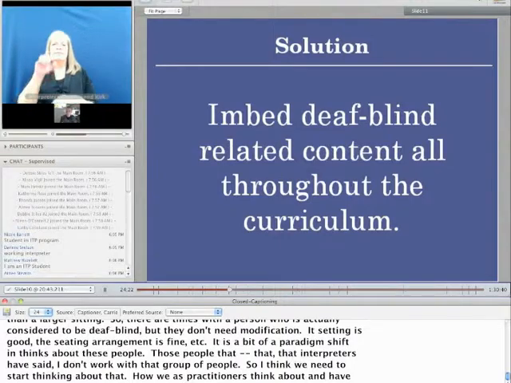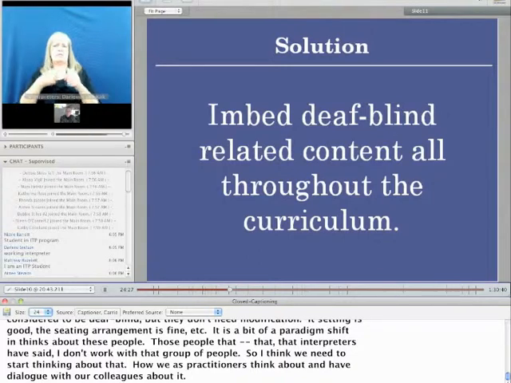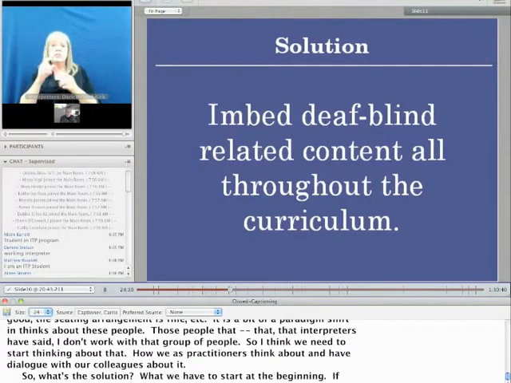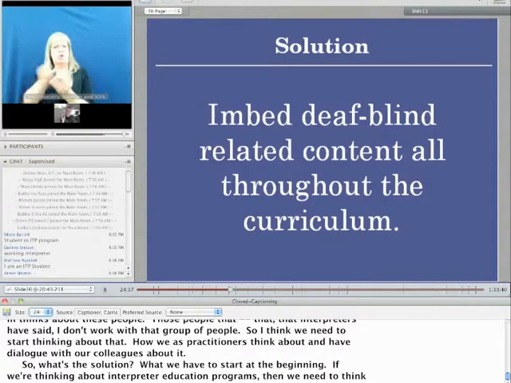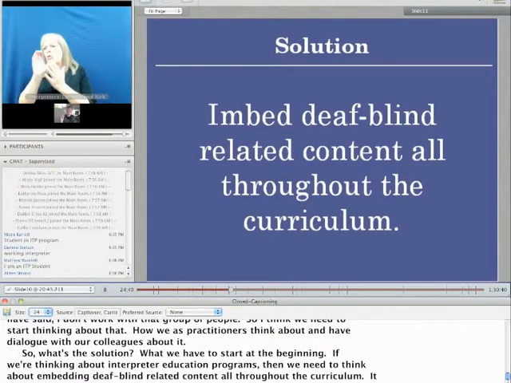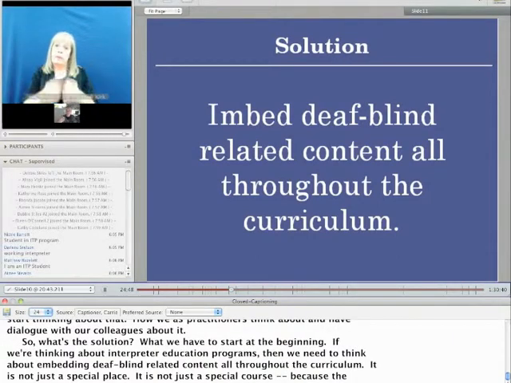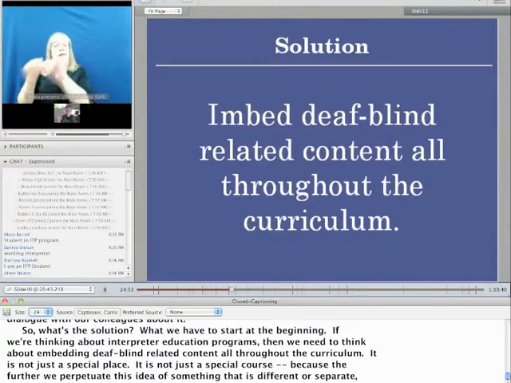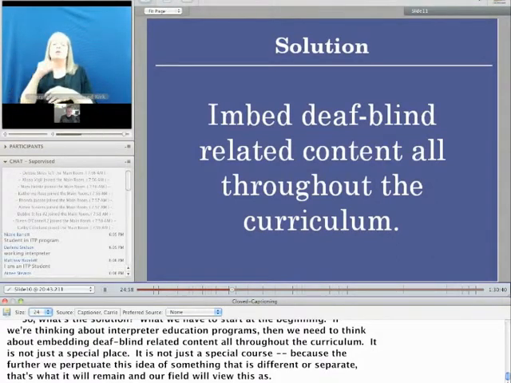So, what's the solution? Well, we have to start at the beginning. If we're thinking about interpreter education programs, then we need to think about embedding deafblind related content all throughout the curriculum. It's not just a special place. It's not just a special course, because the further we perpetuate this idea of something that's different or separate, that's what it will remain, and that's how our field will view it. So here are some suggestions on how to do that.